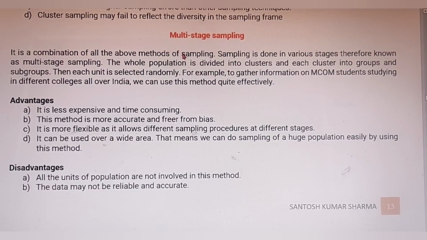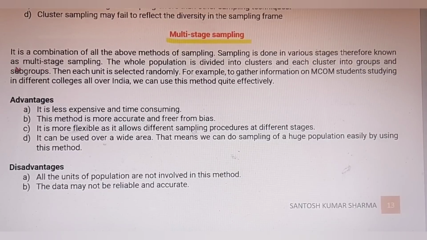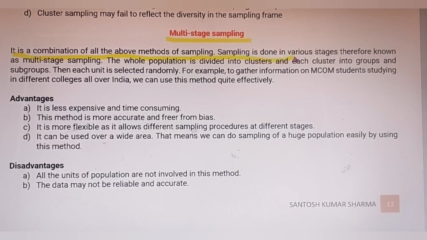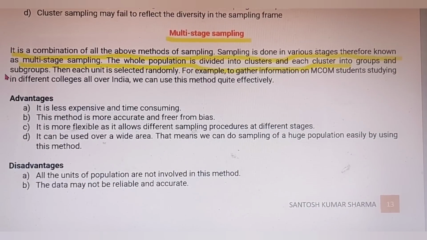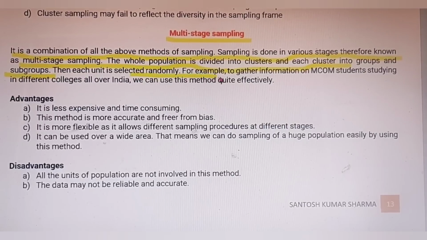Okay. The next sampling method is multi-stage sampling. Now, multi-stage is one of the complex methods. It is a combination of all the above methods of sampling. Sampling is done in various stages and therefore it is known as multi-stage sampling. The whole population is divided into clusters and each cluster into groups and subgroups. Then each unit is selected randomly.